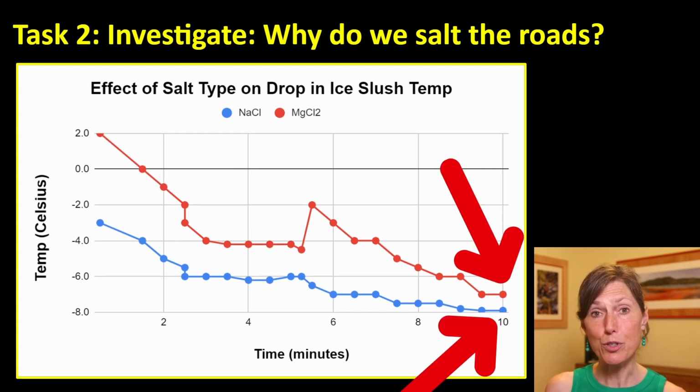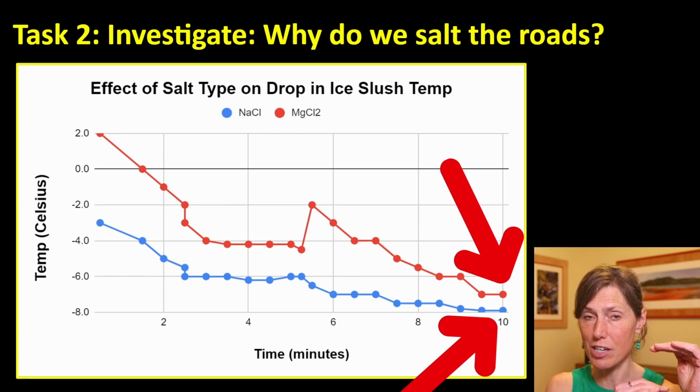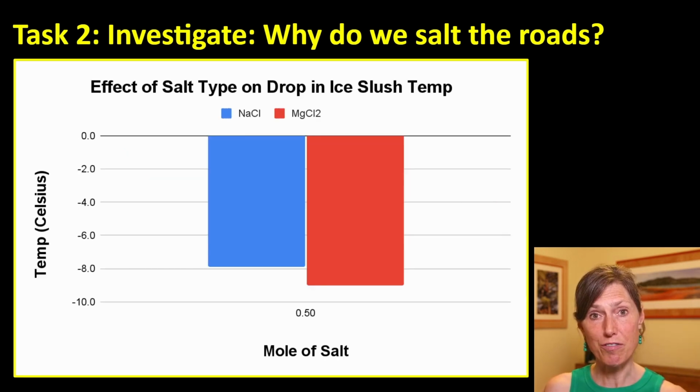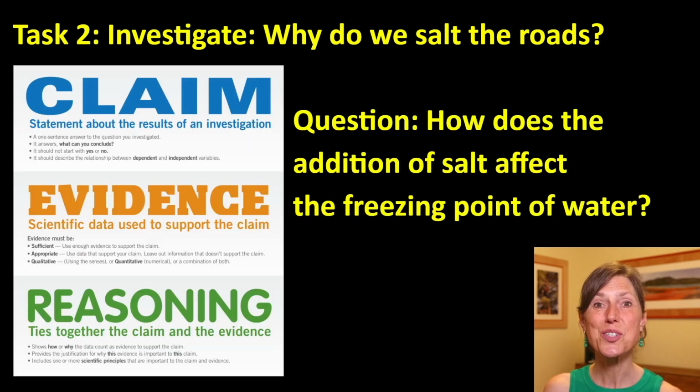The final temp for the two different beakers was pretty close, and therefore I encouraged my students to really focus on the difference, the delta in temperature drop, as shown in the following bar diagram. Clearly, when adding an equal amount of moles of magnesium chloride compared to sodium chloride, there's a greater temperature drop of the slushy ice mixture. What you are not seeing in this graph is a control to which no salt was added in the first place. To conclude this second task, students are instructed to write a claim evidence reasoning statement.